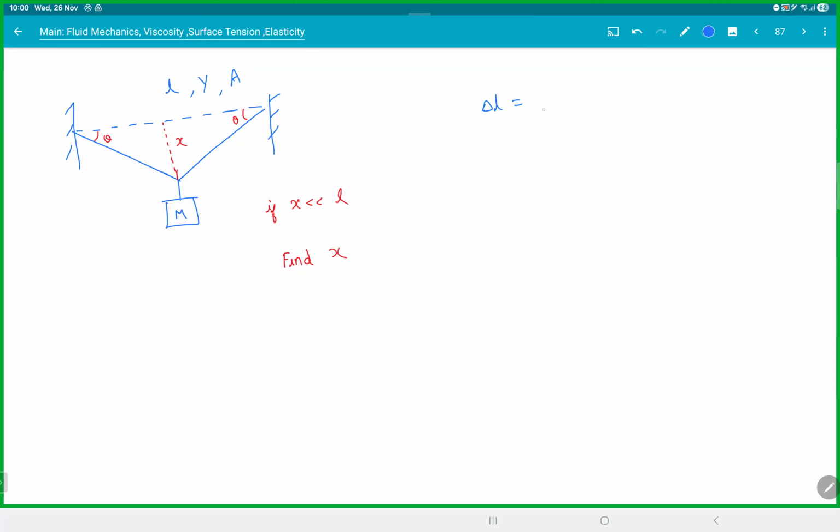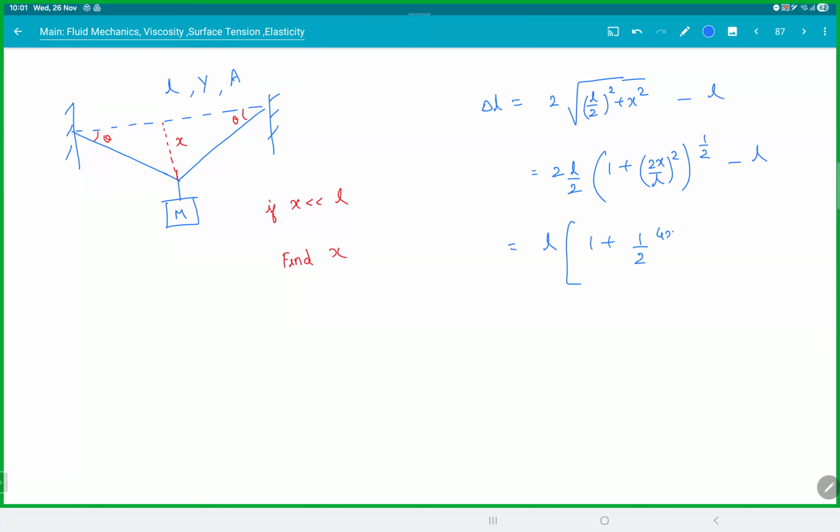Or you can actually do it like this also. This will be 2 times root over (L by 2) whole square plus x square, minus L. That is the change in length if you don't want to use theta. Then take out that L by 2 common. Then this will become 1 plus (2x by L) whole square, whole power half. Since x is much smaller, I can use binomial approximation. This will be 1 plus half into 4x square by L square, minus L. L will cancel. You end up with 2x square by L square. This is the change in length.